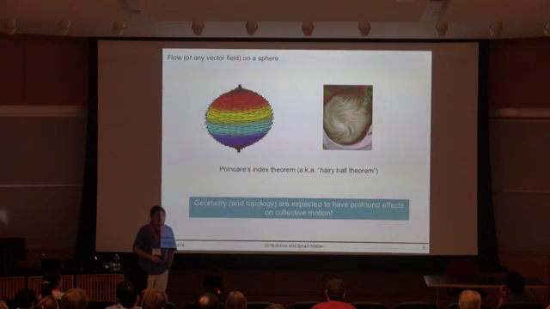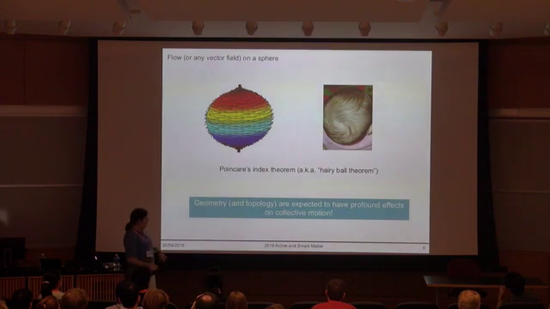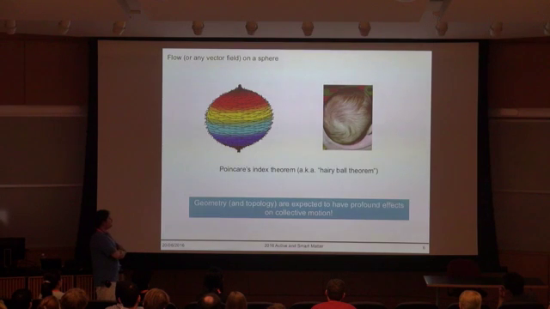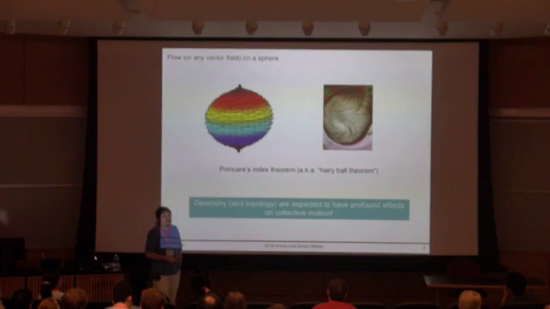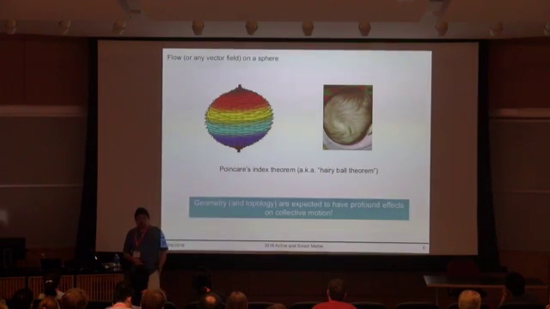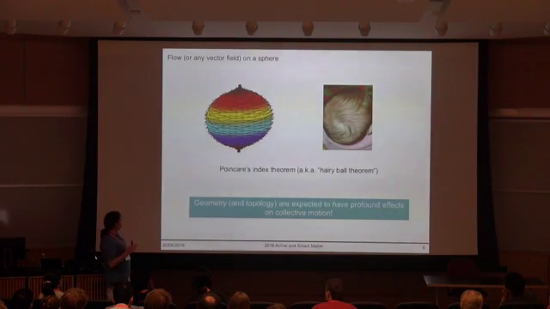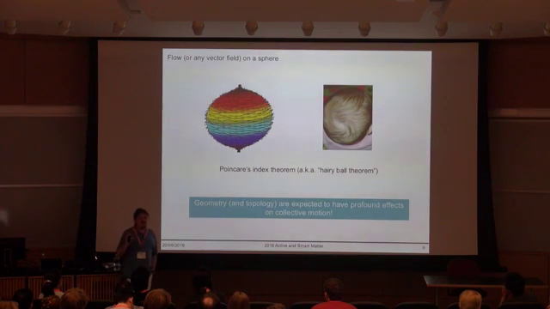There is something called Poincaré's index theorem, which is also colloquially known as the hairy-ball theorem, which in lay terms means you cannot comb a ball without having a bald spot, right? More mathematically, this means that if you have a vector field, it is impossible to glue a vector field onto a sphere without having at least one point where this vector field is vanishing, right?